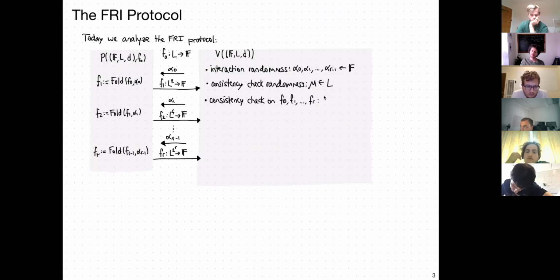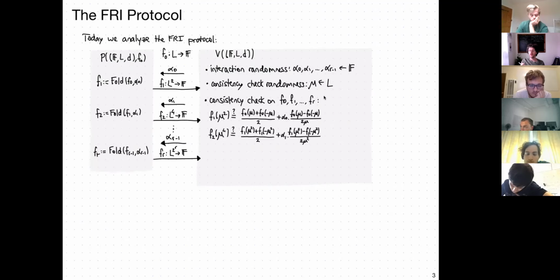So what does it mean? We take a random point in L, and we check whether the condition of the folding, which we showed is exactly how the folding looks like, holds for mu squared, whether this folding was done correctly. And then we take the same element and we check whether it holds for mu to the fourth, and so on and so forth. And maybe notice here that the function f is defined over L.